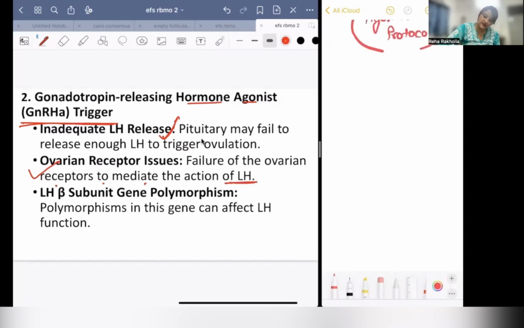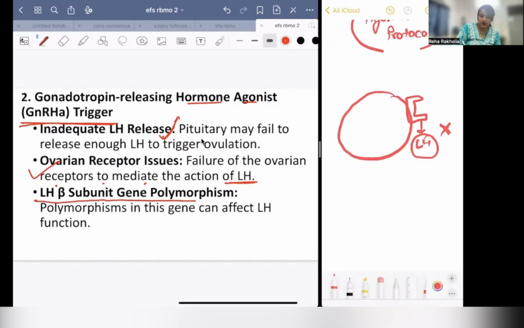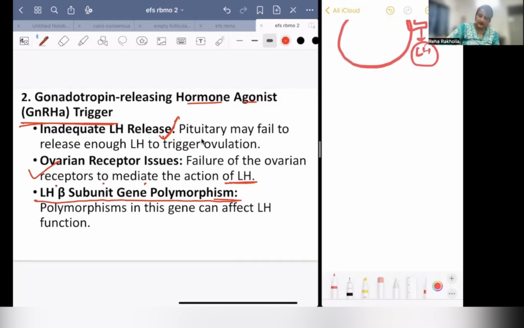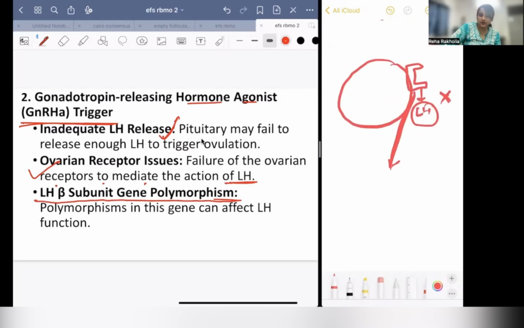Means the receptor for LH is non-functional. Some defect is there in the LH ovarian receptor, or LH beta subunit gene polymorphism. Either this receptor is defective, or there is polymorphism of the LH beta subunit gene.